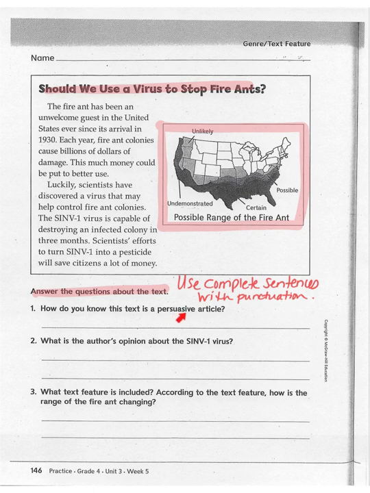Focus here is you're focusing on a persuasive article. Keep in mind the characteristics. Here you're focusing on the author's opinion. And here you're focusing on text features. And it says, according to the text feature, how is the range of the fire ant changing? So make sure you answer both parts of this question.